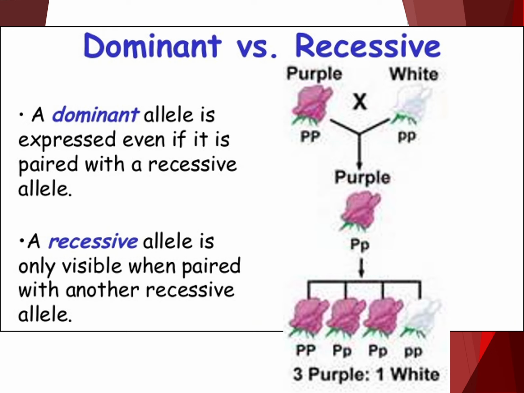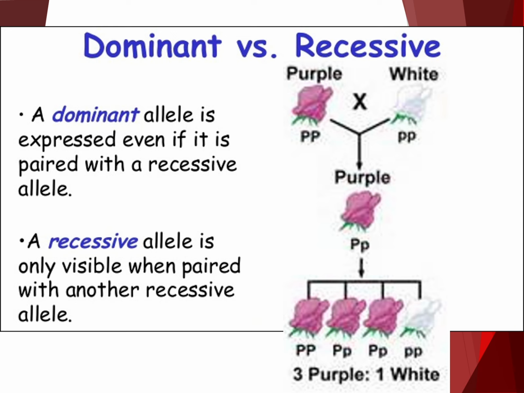Alleles that always appear when they are present, such as the purple flower allele, are called dominant alleles. Alleles that are not manifested when a dominant allele is present, such as the white flower allele, are called recessive alleles. Recessive alleles only show in the phenotype when there is no dominant allele.